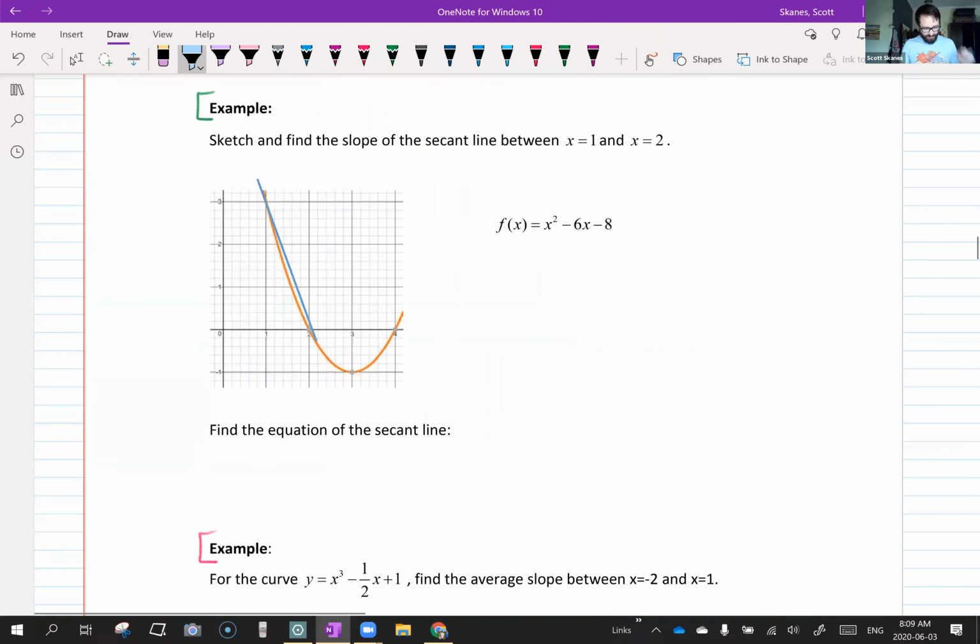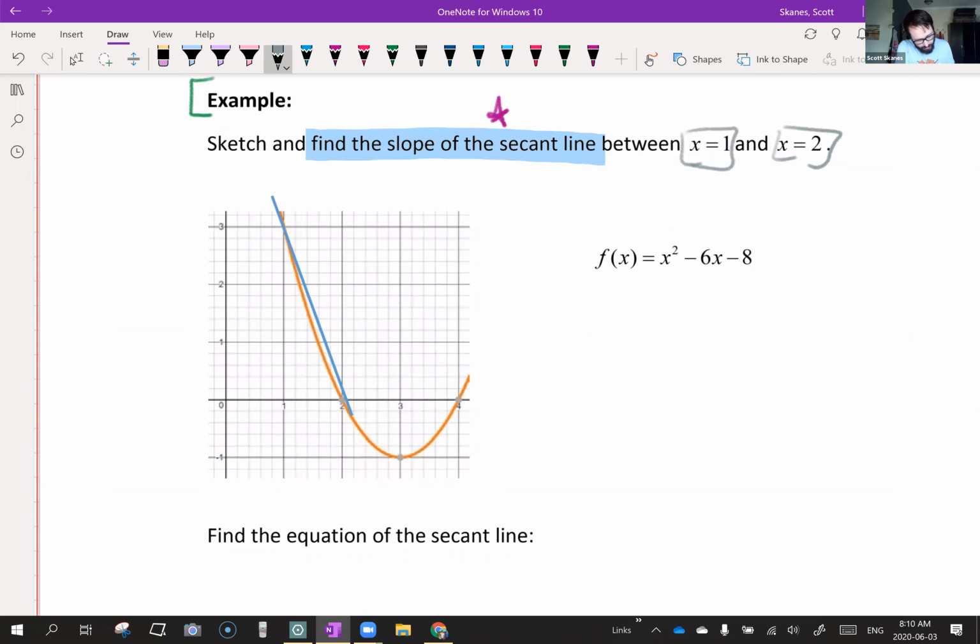Let's do this example. Sketch and find the slope of the secant line between x equals 1 and x equals 2. So we have a couple keywords. Find the slope of the secant line. So take 2 points, get the slope, and it says between x equals 1 and x equals 2. So first things first, go find those points. I'm going to zoom in. Where are my points? My points are right here. When x is 1, my y value is up here. So I'm just going to label this. This is the point 1, 3.